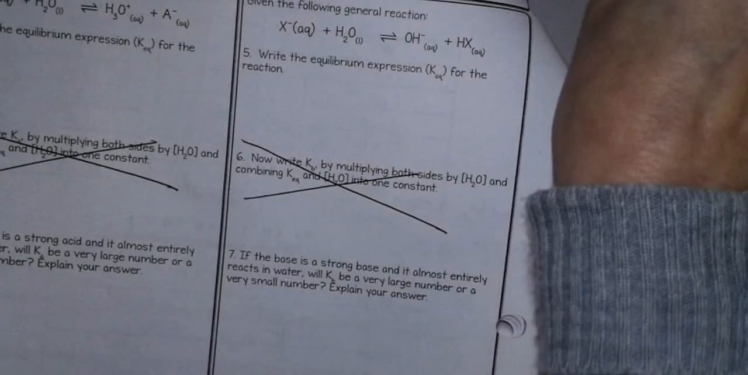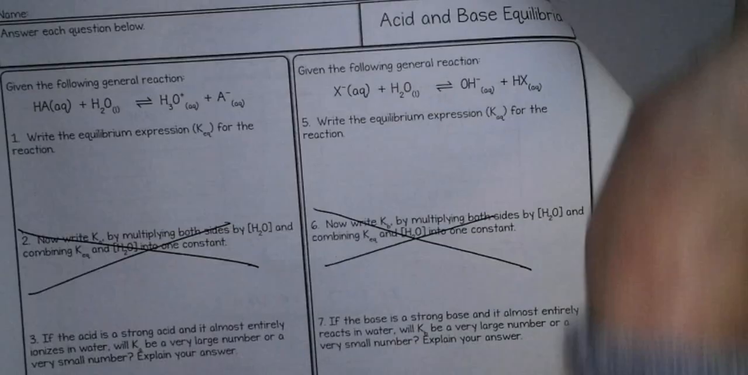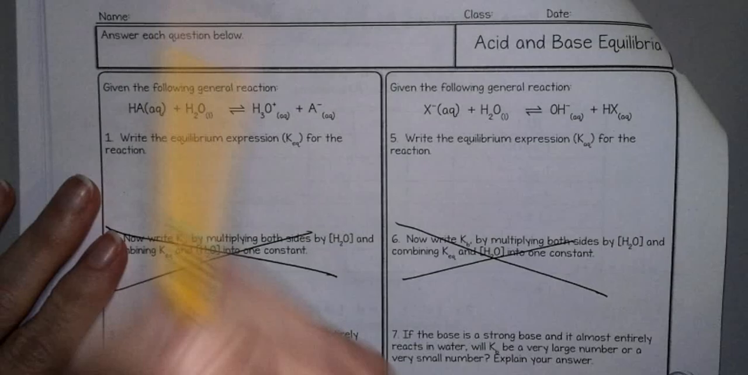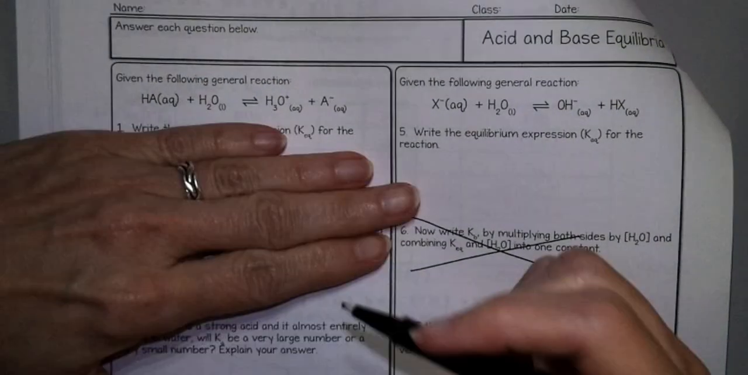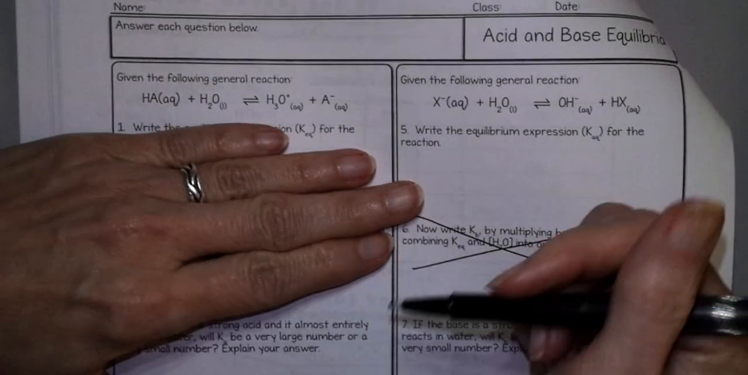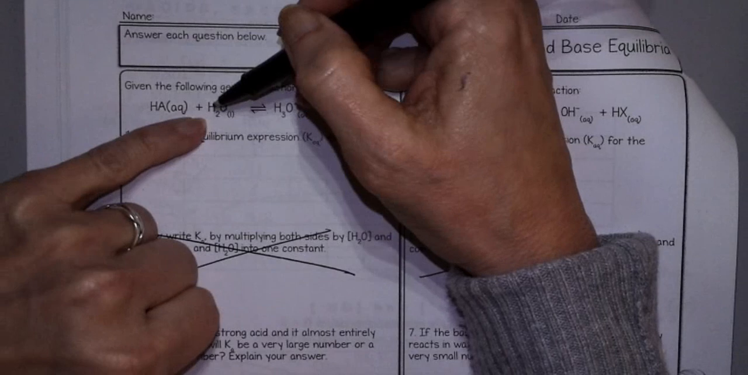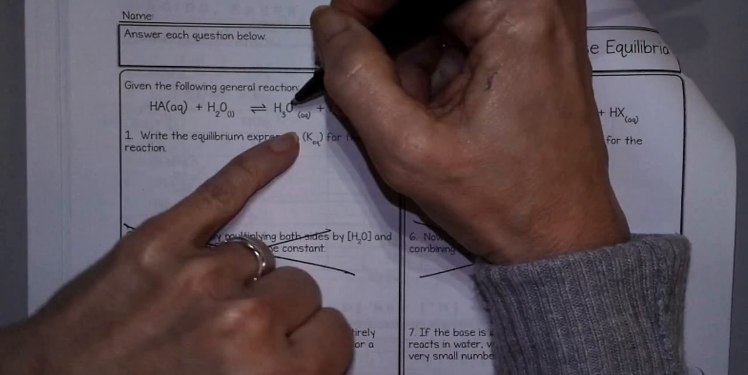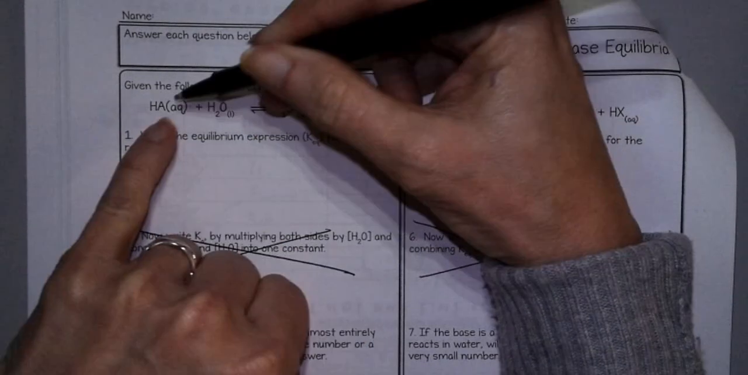Now on 16, we can get a little bit more stuff going on. So now we have acid and base equilibria. When we look at this one, here's your equation, and notice they're giving you generic stuff. It's H with some anion, and you're going to put it in water, and that H is going to hook up with the water and form the hydronium ion, and then the poor little anion is going to be over here all by itself. Write the equilibrium expression for the reaction.